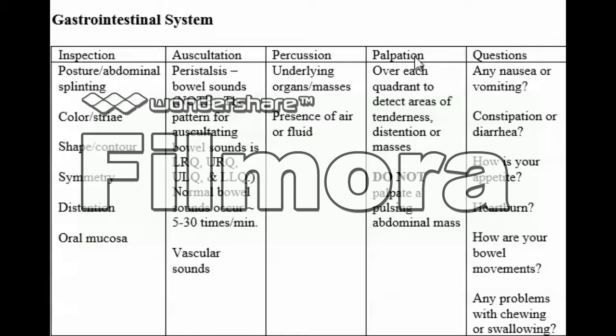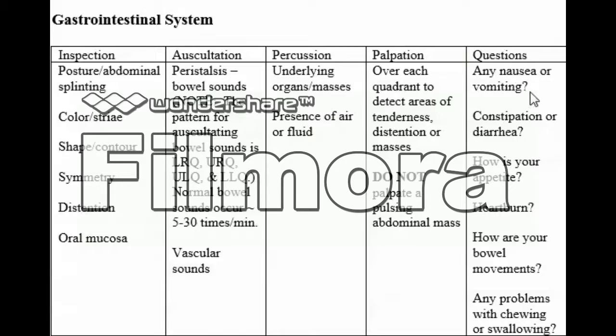When we palpate, the abdomen should be soft and non-tender. So you're going to go over each quadrant. You want to detect areas of tenderness, distension, masses, or a fluid accumulation. It also helps to determine the size, shape, and position of organs. Now, you do not want to palpate a pulsing abdominal mass because that could be an abdominal aneurysm.